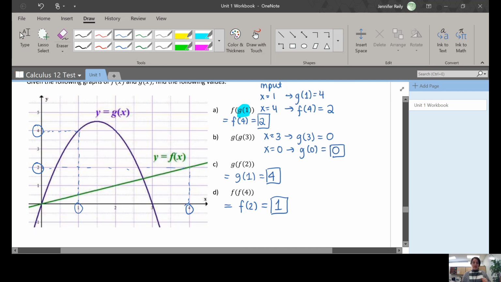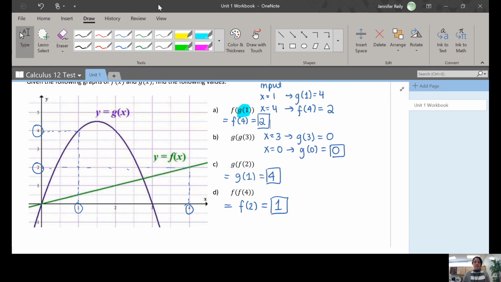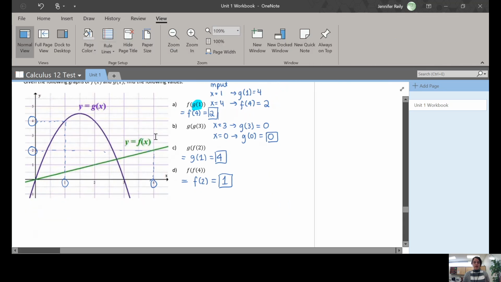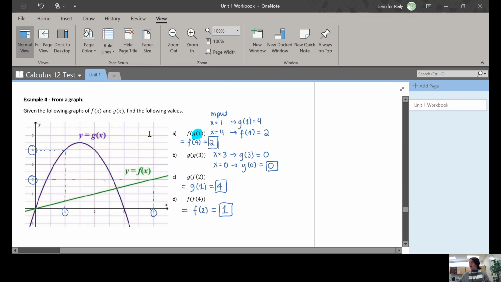Okay. So you don't need to show all of this work with the inputs. You can just show these 2 steps here if you want. Okay. So that's how to compose functions on a graph.